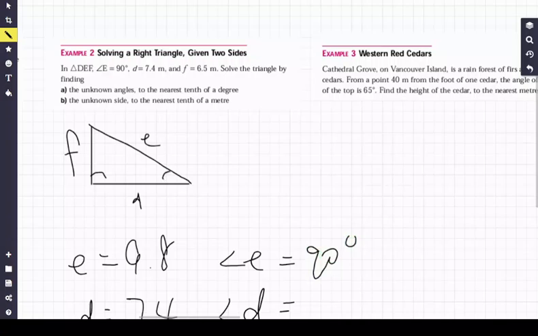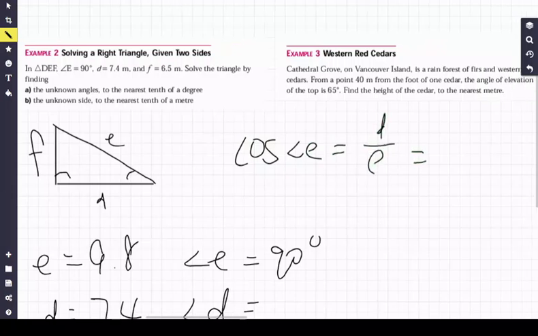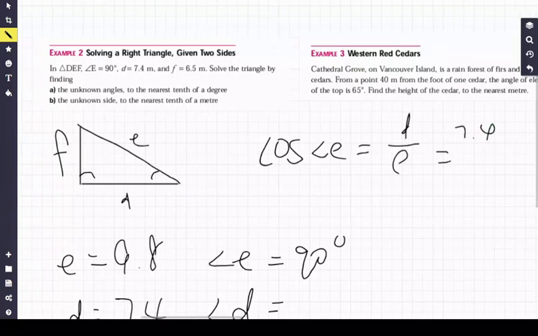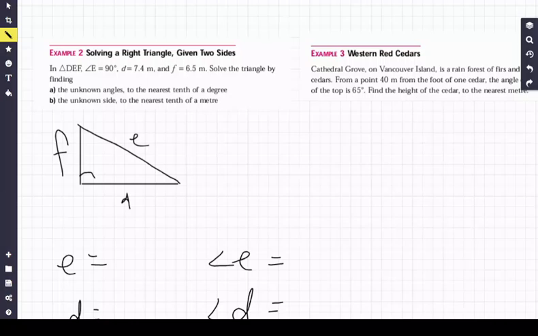So now to find, let's say, angle F, we can just use cosine law. So cos of angle E is equal to adjacent over hypotenuse, so equals D over E. Now D was 7.4 and E was 9.8. However, E was the value that we calculated ourselves. And many times, your teacher does not like you to do that. Most of the time, your teacher would want you to use tangent.